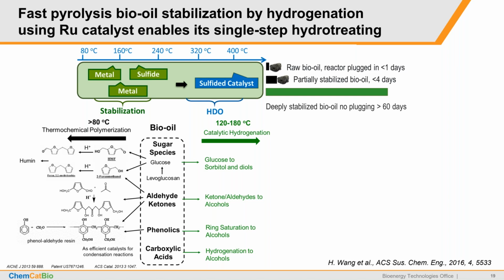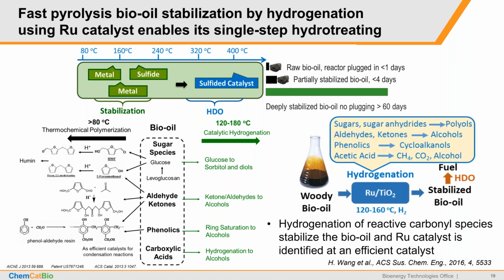That means that in order to compete with this reaction, we have to do the stabilization reaction at low temperature. The approach we are using is low temperature hydrogenation, where we saturate those aldehydes, ketones, and phenolics into alcohols. We have to do this reaction at a very low temperature. What we found is that a reduced ruthenium catalyst can do this job very well. It can do hydrogenation at temperatures as low as 120 degrees C. Therefore, it can compete well with those condensation reactions and stabilize bio-oil.